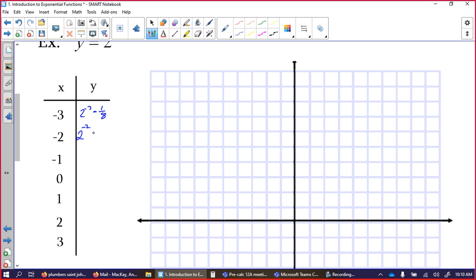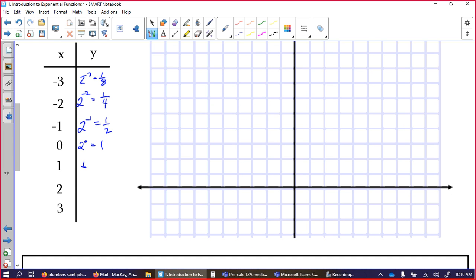2 to the negative 2 is 1 over 2 squared, which is a quarter. Still kind of tricky to graph. 2 to the negative 1, which is a half. Well, on that grid, that's not too big of a deal. 2 to the 0 is always going to be 1. There's going to be one of our key points. 2 to the 1 is 2. For base of 2, this is okay, but those are usually going to be our key points.